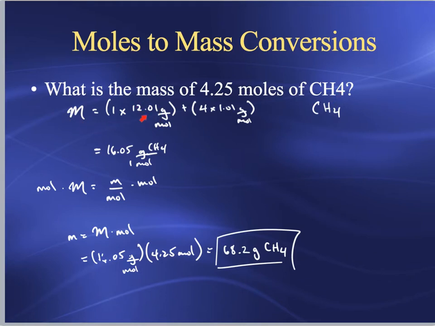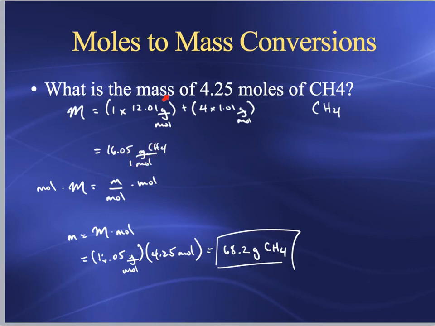Carbon is 12.01 grams per mole from the table, and I've got one of them. Plus, I've got 4 hydrogens, and each hydrogen's mass is 1.01 grams per mole. And I do that math, I get 16.05 grams per mole for methane. So even with compounds, we can figure out their molar masses. We just have to add up everything that's in it. This one was pretty easy, 1 carbon and 4 hydrogens. Okay, that's all you've got to do.